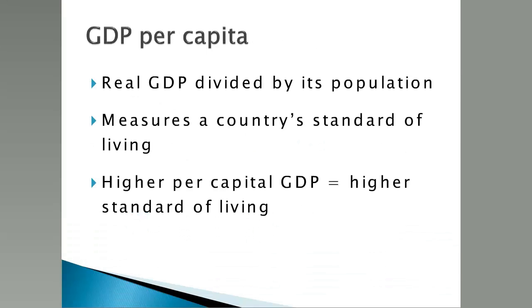Countries with high per capita GDP tend to have higher levels of education and literacy rates. The health of the country's population improves. Life expectancy is longer and infant mortality rates decrease. Higher per capita GDP results in bigger and better homes, more cars, and more travel.